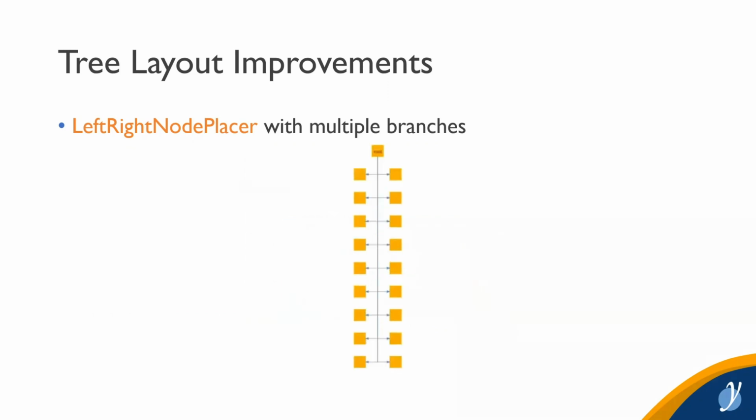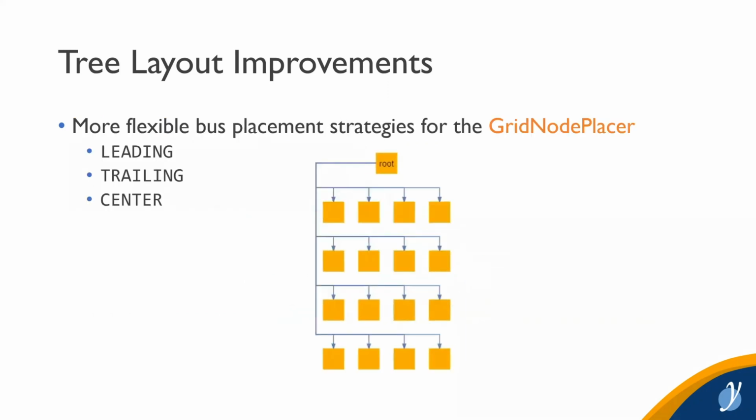And the next thing is it's also a tiny improvement for one of the strategies for arranging subcomponents. This is the so-called grid node placer, where all of the child elements or subtrees are arranged in a grid, but where previously it always looked basically like in this visualization.